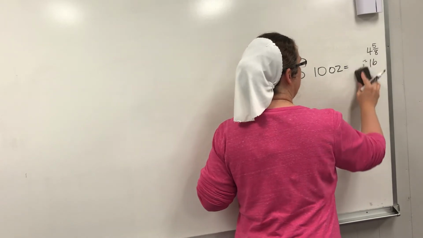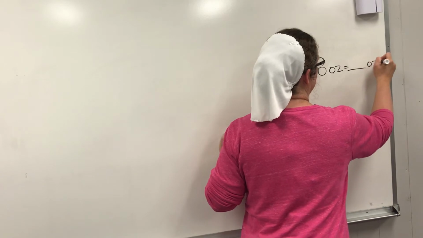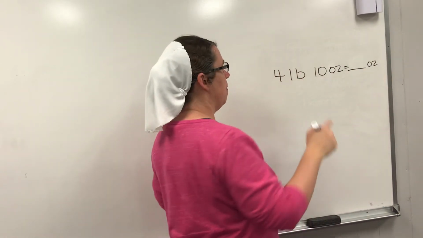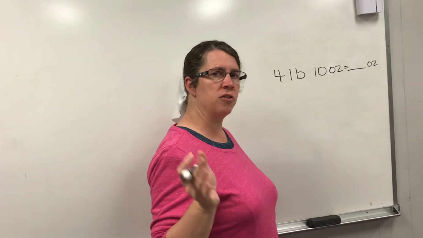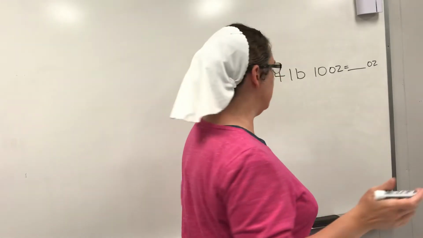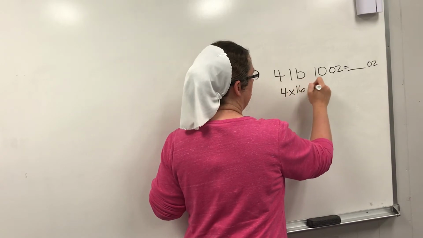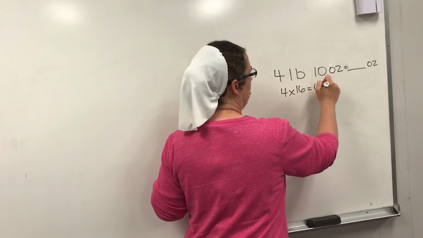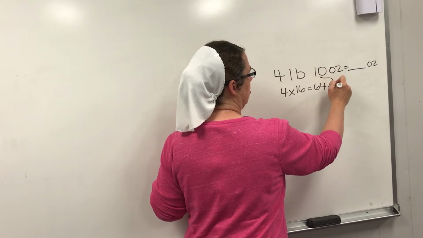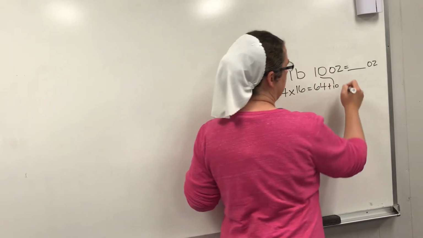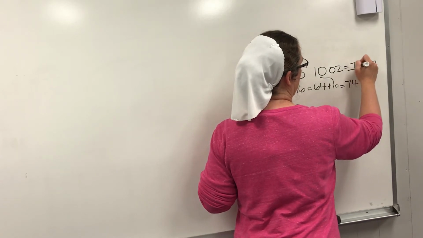So if we would have made this ounces, how many ounces would this have been? Remember, we have to figure out how many ounces are in this. It's 4 pounds, but how many ounces are in a pound? 16. So you go 4 times 16, which is 64. And then you also have this, and you add it to 10, which makes it 74 ounces.